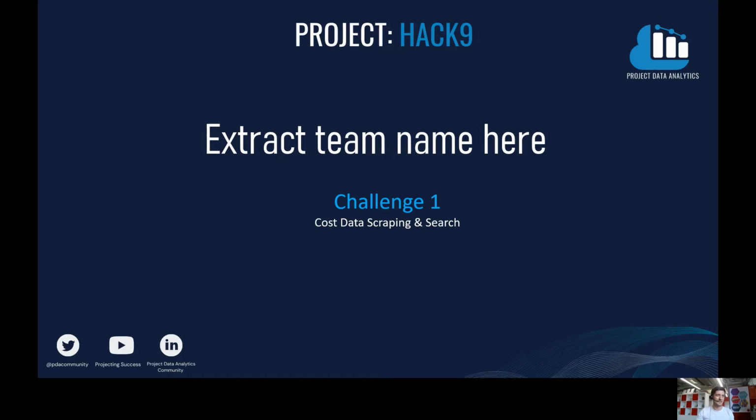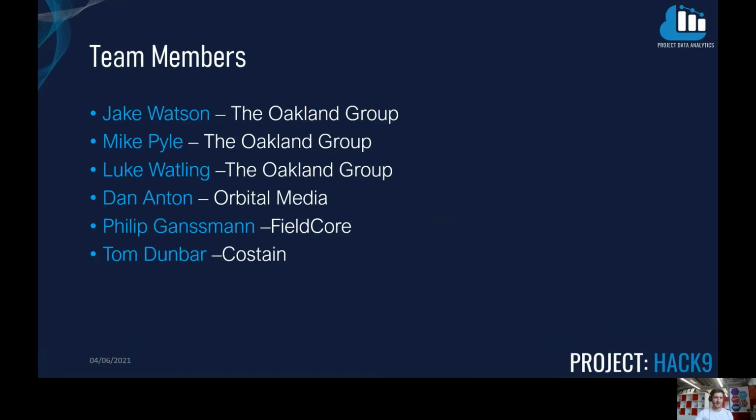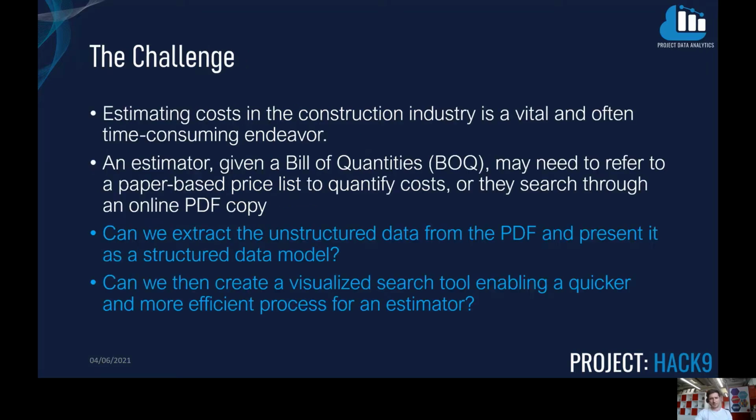We are Extract team name here, and we took on challenge 1, which was the cost data scraping and search tool challenge set by Costain. There are 6 of us in the group, 3 of us from the Oakland group, and we have representation from Orbital Media, Field Core and Costain respectively.